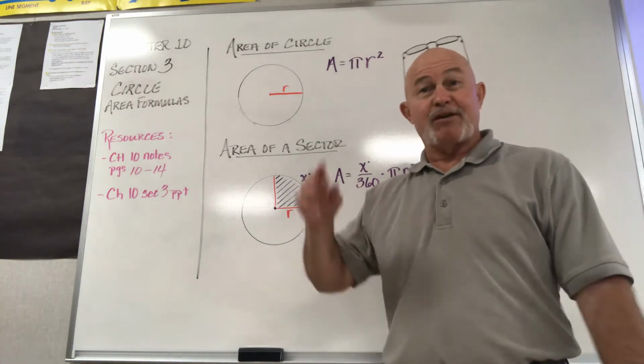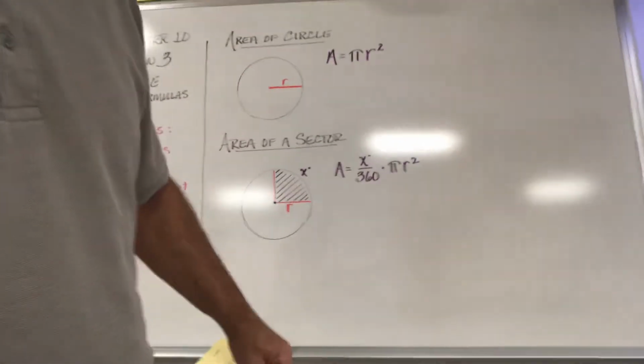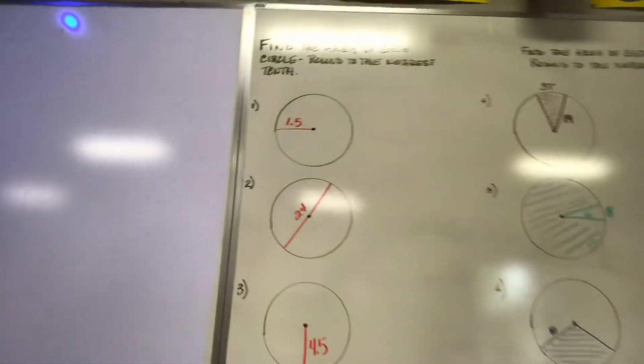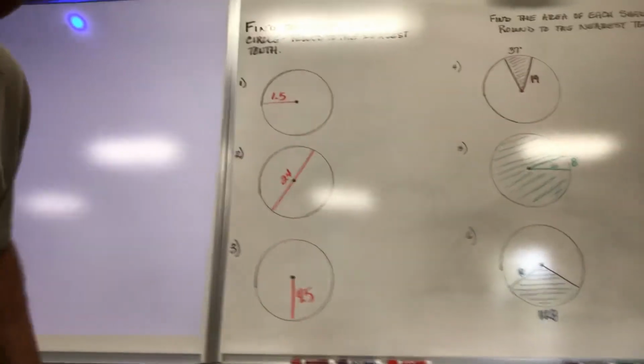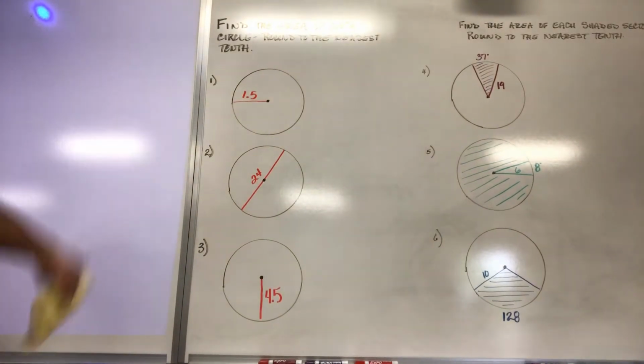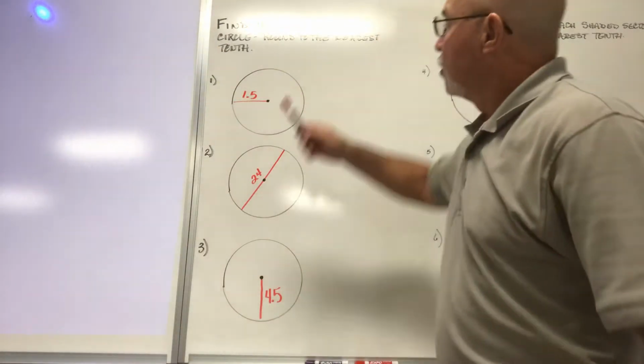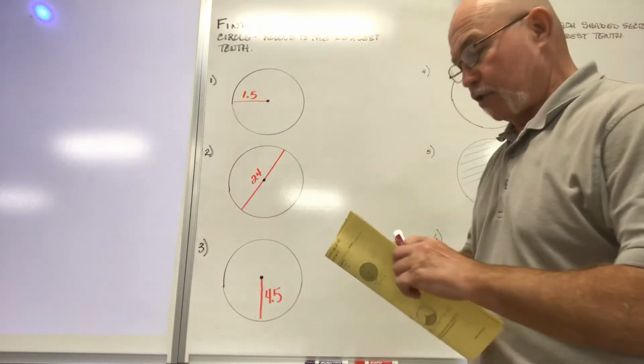And folks, I'm going to tell you right now, this is all calculators, so make sure you've got that going. Here we go. The first three we're going to deal with: find the area of each circle, round to the nearest tenth. The first one, the radius is given to us.